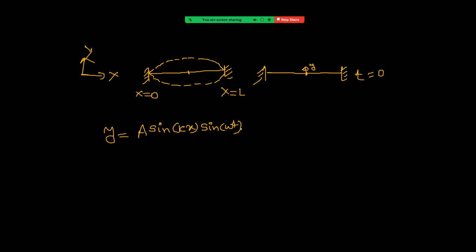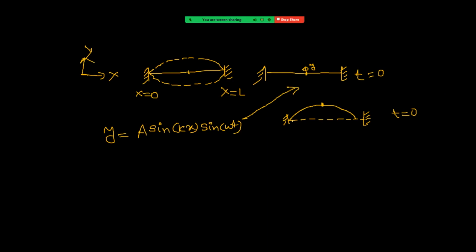The importance of giving midpoint passes through mean position: suppose question is given like this, at t equal to 0, midpoint of the string is at its extreme position. That means its string shape will be like this. Midpoint of the string is at its extreme position when t equal to 0. We can see this equation is for this diagram.